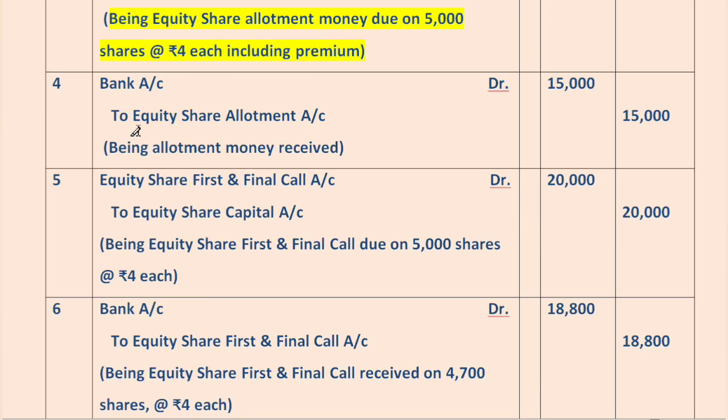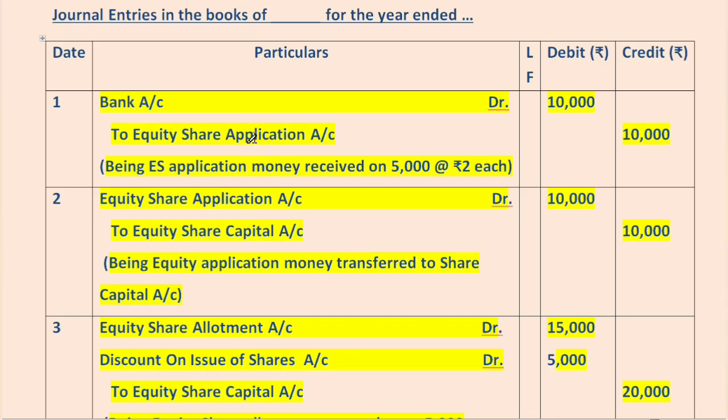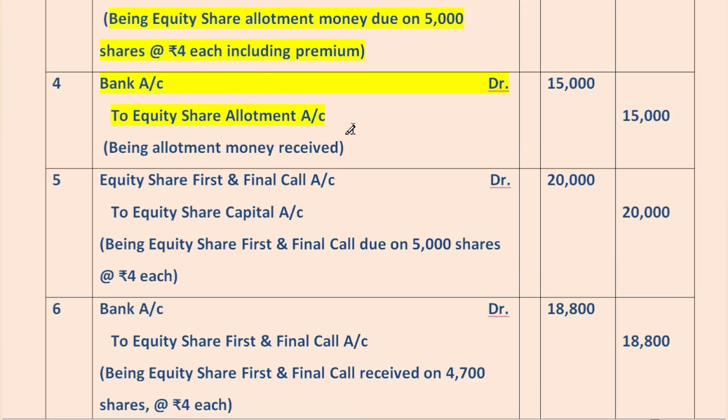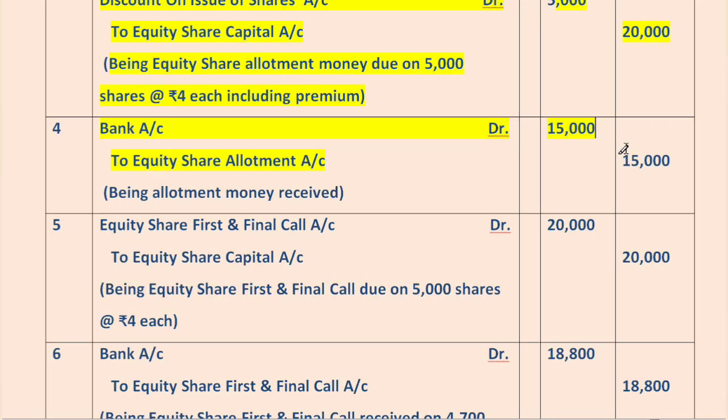Next, receiving entry. Who receives it? Bank. Now, bank account debit to equity share allotment account. Only allotment money has to be received. You should not include discount here. So that is why 15,000 only I am writing here. So 15,000, being equity share allotment money received.